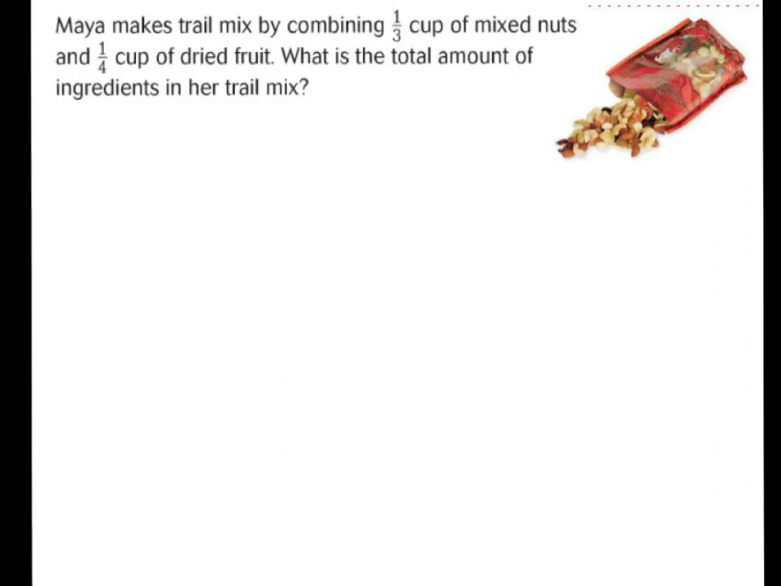The first thing I notice is that the word combining would tell us that this would be an addition problem. So she makes 1/3 cup of mixed nuts and 1/4 cup of dried fruit. So we're going to add these 2 fractions together. The problem is that both of the denominators are different. I have to have the same denominator. I need to find something that they have in common. It's easiest if I find the least common multiple.